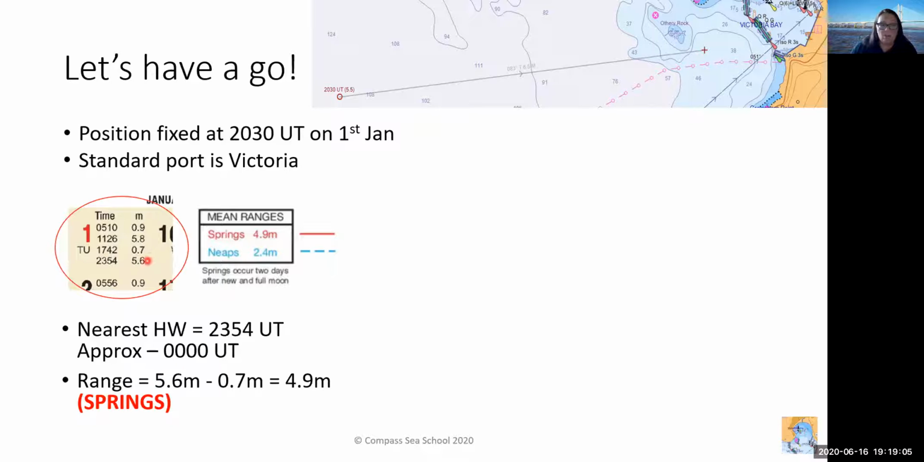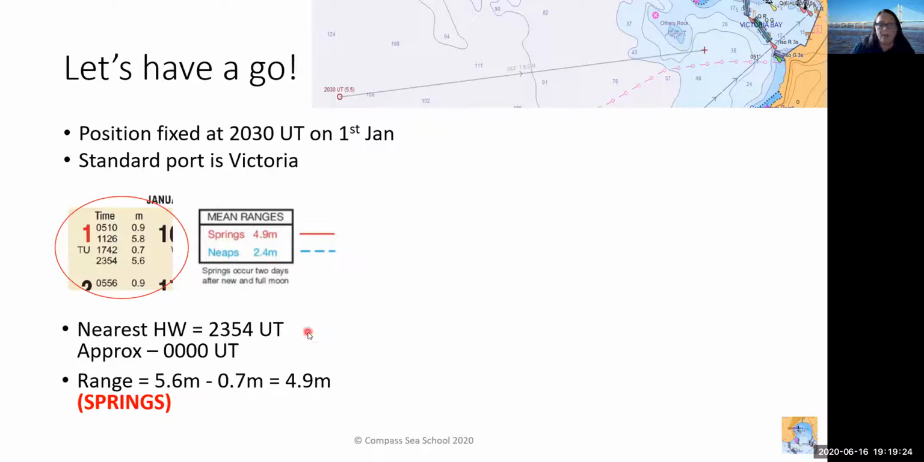We do our range by taking our high water height, take away our low water height, because we are sailing sometime in between this low water and high water here on a flood tide. 5.6, take away 0.7, very handily gives us 4.9 meters, almost like I planned it that way. Okay, so this is a standard spring day.